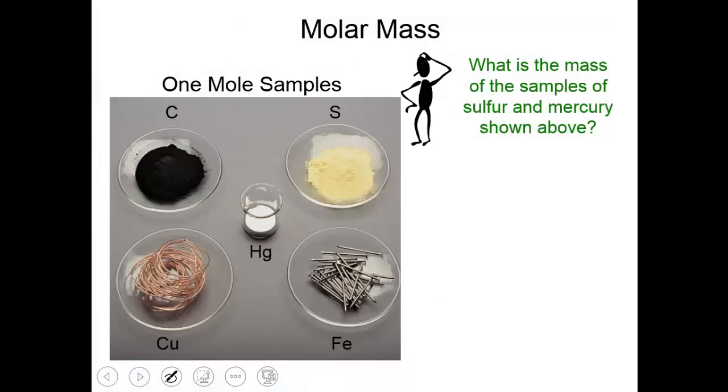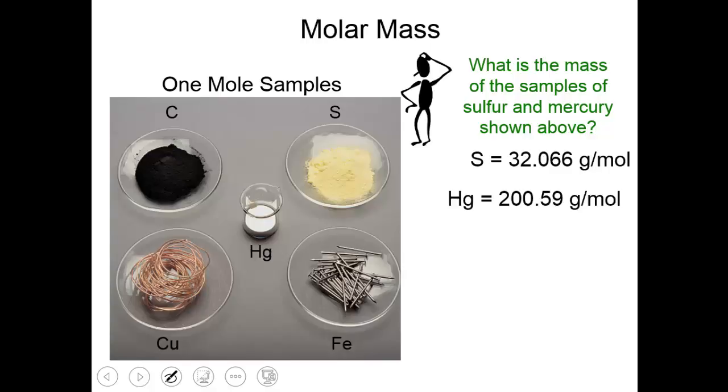So what's the mass of samples of sulfur and mercury shown above if we are given them in 1 mole units? We just have to look at our periodic table. Sulfur, 32.066 grams per mole. It's the number in the box. We look up mercury. We got to know the symbol for mercury. It's Hg, 200.59 grams per mole.